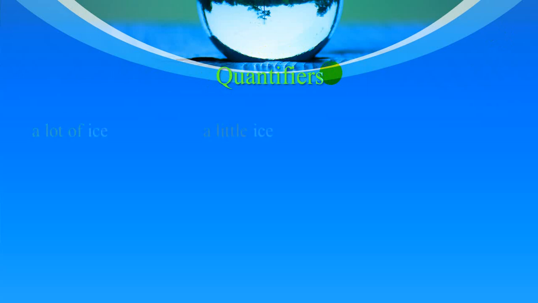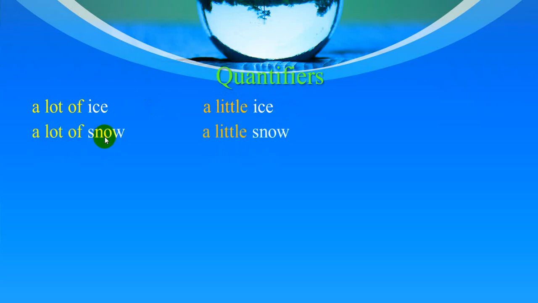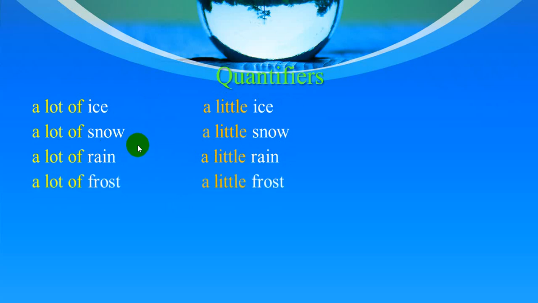محددات الكمية. Here now we have a lot of ice, الكثير من الجليد. A little ice, القليل من الجليد. A lot of snow, الكثير من الثلج. A little snow, القليل من الثلج. A lot of rain, a little rain. الكثير من المطر، القليل من المطر. A lot of frost, الكثير من الصقيع. A little frost, القليل من الصقيع.